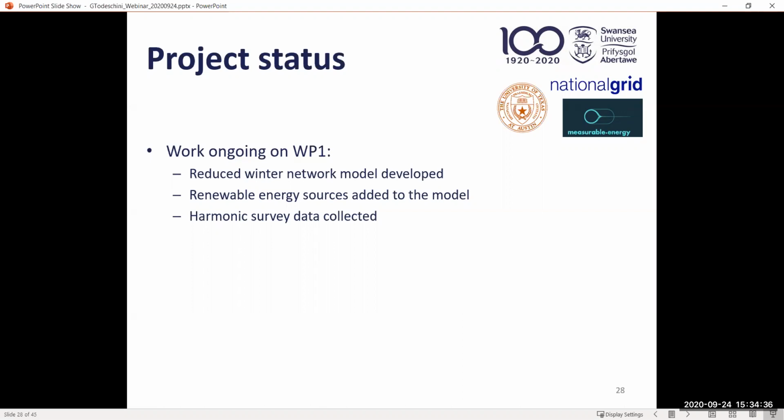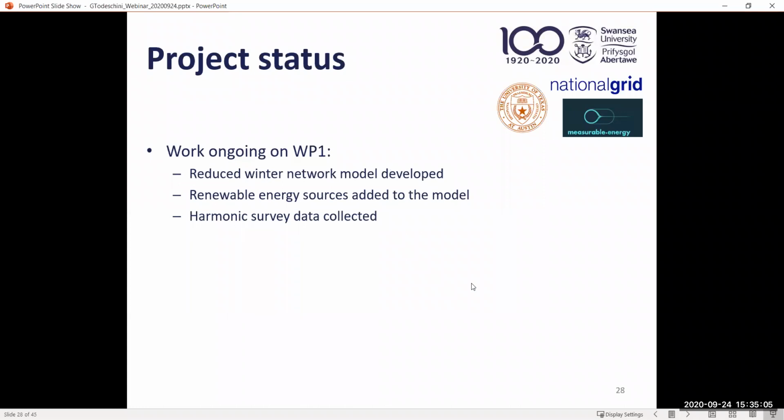Working with that model was not feasible because the model is very large. So we developed a reduced network model. And we were able to find information and data on renewable energy sources at the distribution system level. So we added those to the model at 132 kV and 33 kV voltage levels. And then we collected harmonic data.